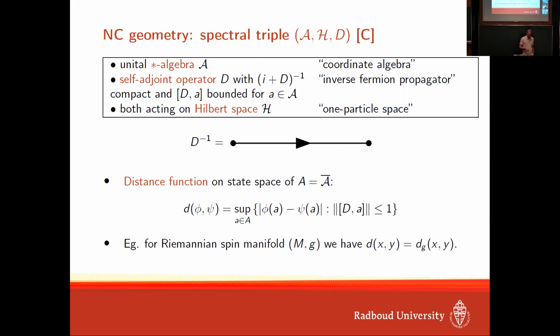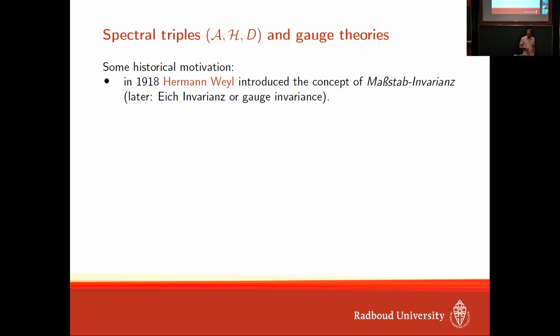Okay, so as I said, gauge theories somehow appear naturally from these spectral triples. I mean, you can give a prescription of how to get to a gauge theory from that set of data. However, since I'm aware of the fact that not many of you may be familiar with gauge invariance or gauge theories, let me put it into a little bit of a historical context.